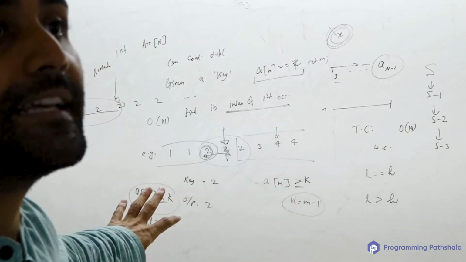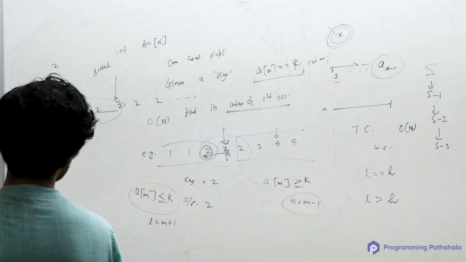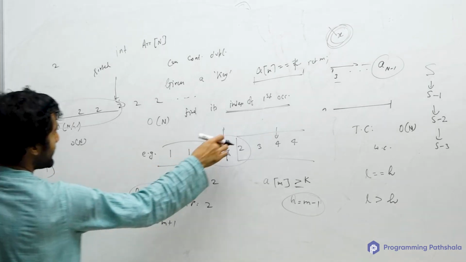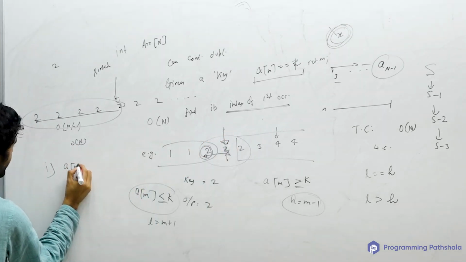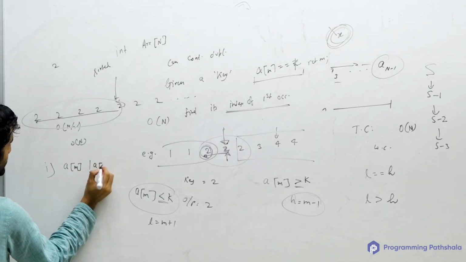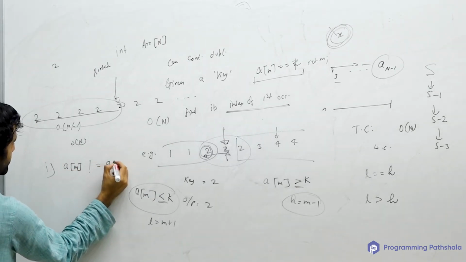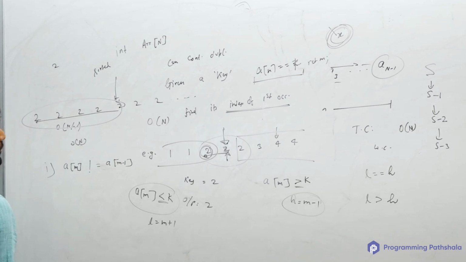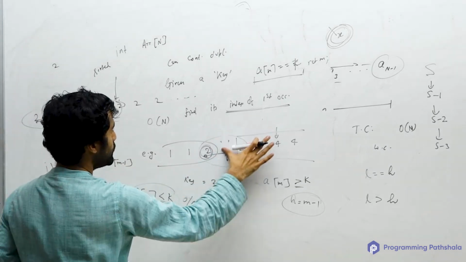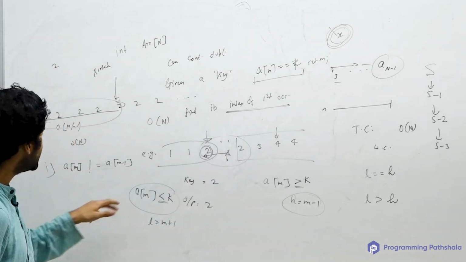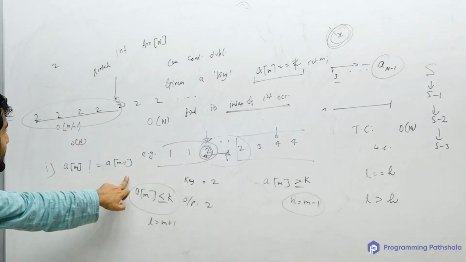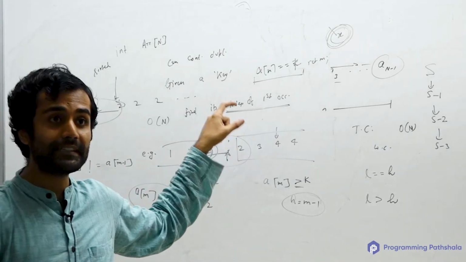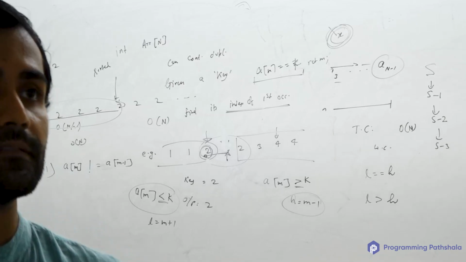So how do I distinguish these two cases? The first case is that wherever my m is, that is my answer. For that, I can compare a of m with a of m minus 1. If a of m is not equal to a of m minus 1, if let's say my m was here, you would have seen that a of m is not equal to a of m minus 1. In such a case, could you easily have said that this m itself will be my answer?